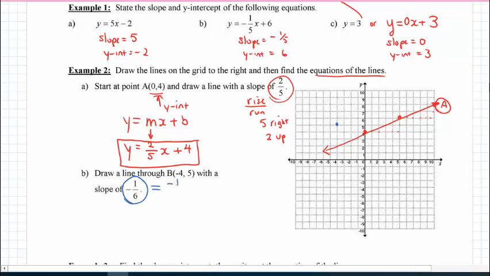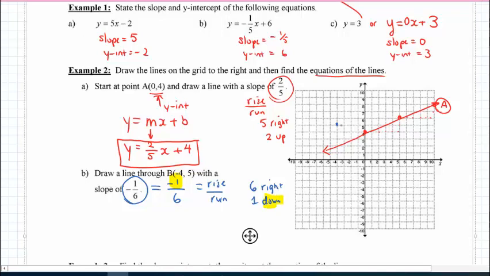I prefer to write this as negative 1 over 6. So if this equals my rise over my run, I always try to run to the right. So this is 6 to the right. But now it's negative 1 up, which really means 1 down. So the negative 1 here represents downwards. So I would take my point, I'd go 6 to the right. 1, 2, 3, 4, 5, 6, and 1 down. Boom. Connect them together.